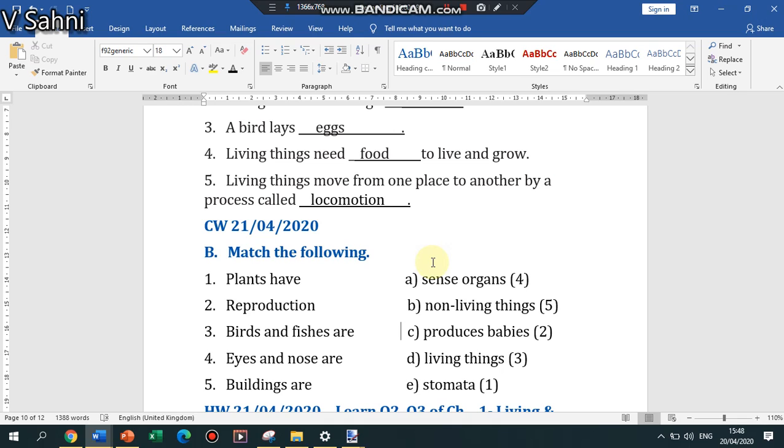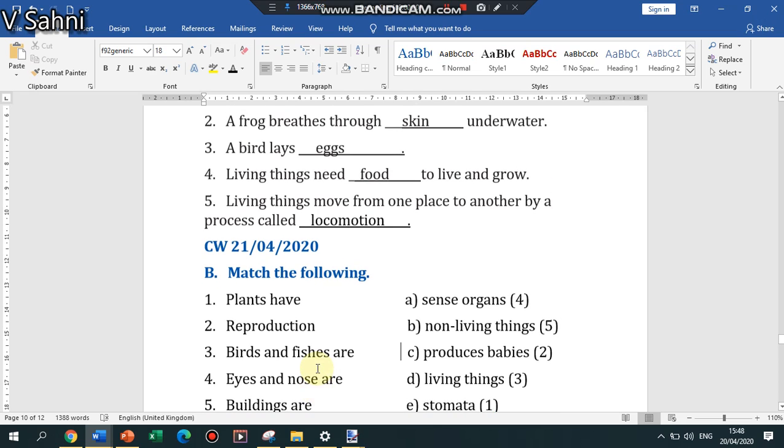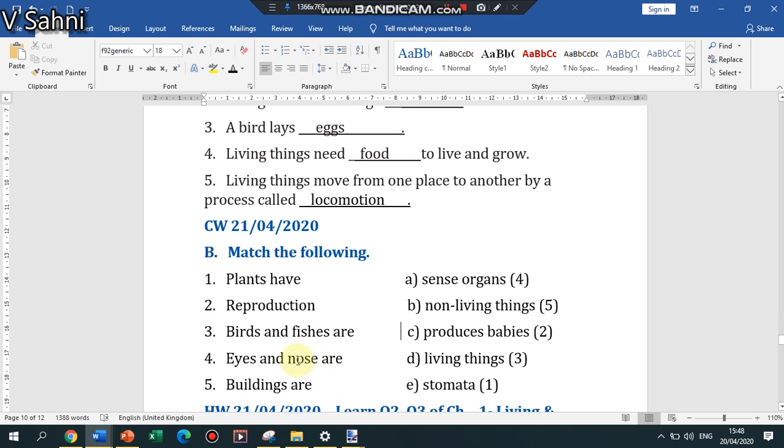You can see here that there is match the following. This is the last leg of the chapter. Okay, rest everything we have finished. We have finished with the question answers, the back exercises. Only this part was left from the back exercise, part B. So children, you can just see here. I'll just quickly tell you.